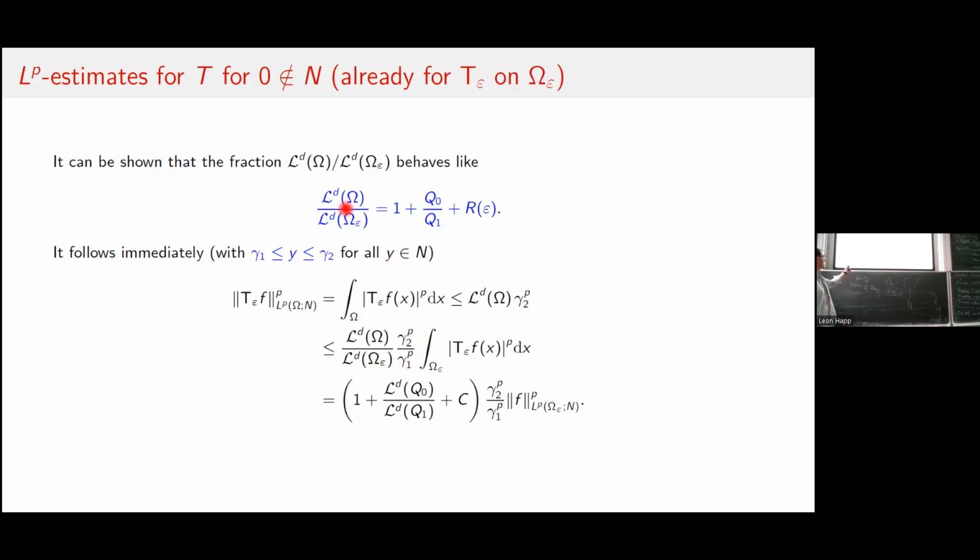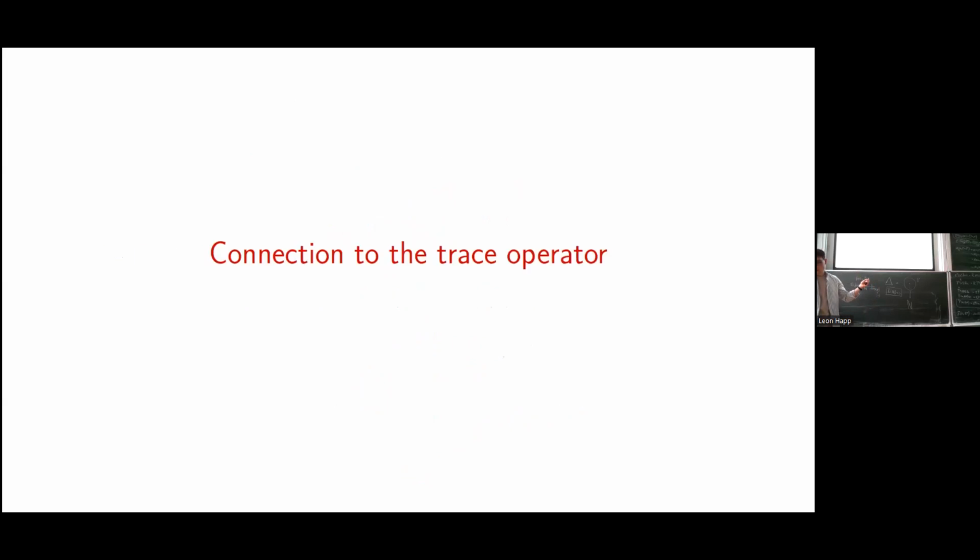Then you use that this fraction looks in the limit like 1 plus the fraction of Q0 over Q1, so this is also constant. This remainder will vanish in the limit. So you can bound this as you can see here, times the LP norm of F, the original function again. This is how you also get the LP estimates.